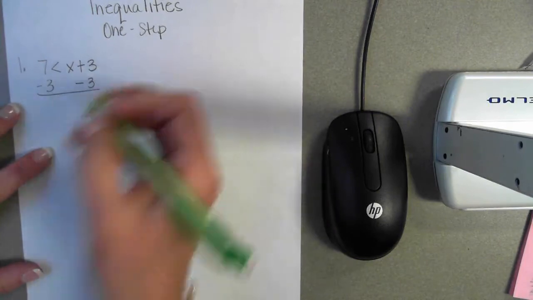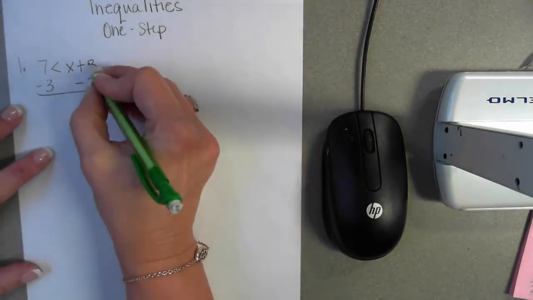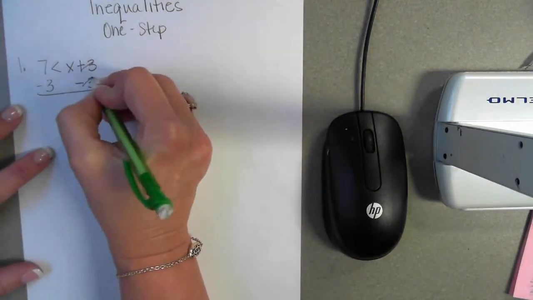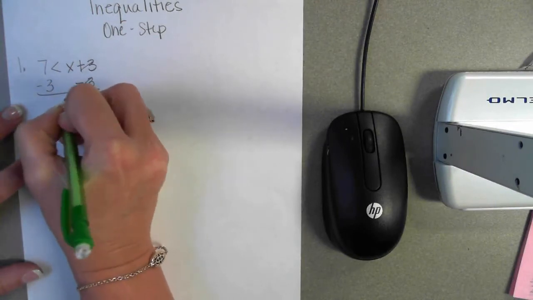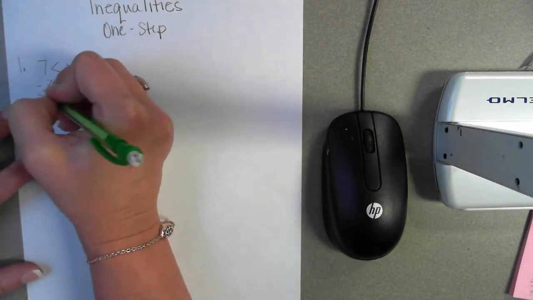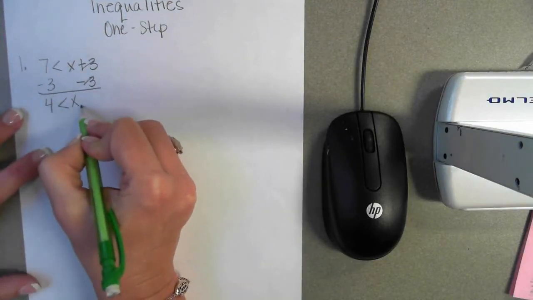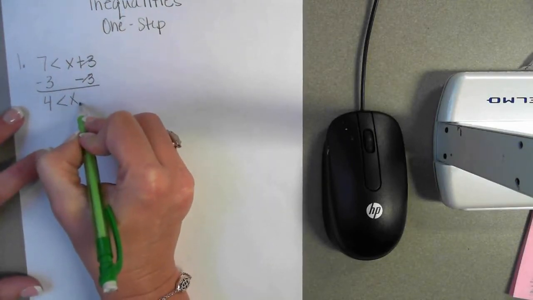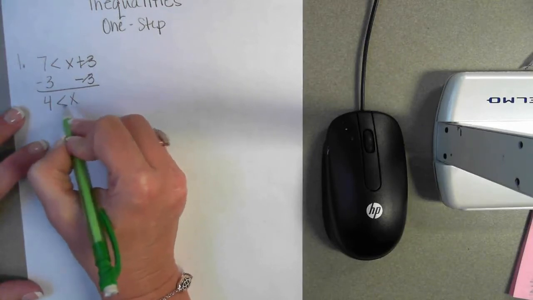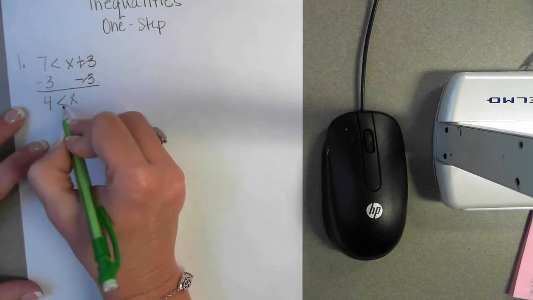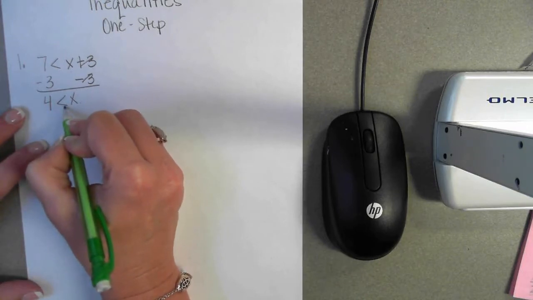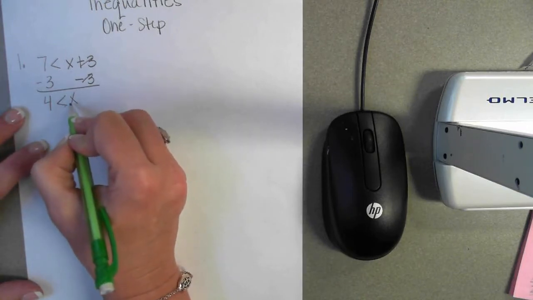All right, so we have 0, and we're going to bring down our x, and we're going to take 7 minus 3, which is 4. So 4 is less than x. Now remember, Coach Jones wants you, if we're going to graph it, to get the x on the other side, so our sign will go the same way as our graphing. So we're going to do our flip-flop method.